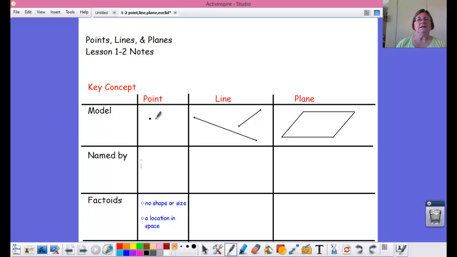The way that we name points is with a single capital letter. This could be called point A. A single capital letter names a point.